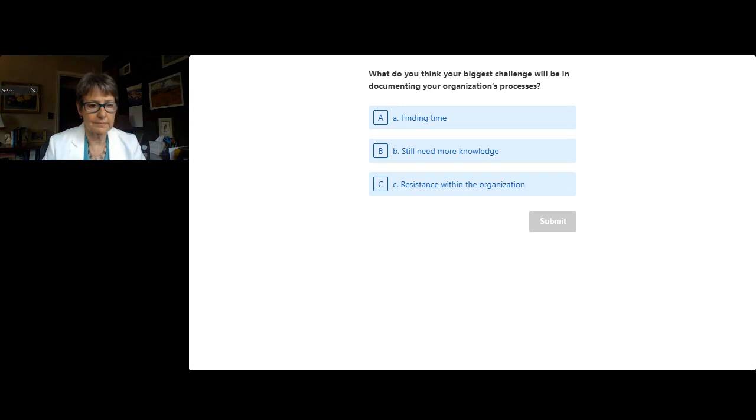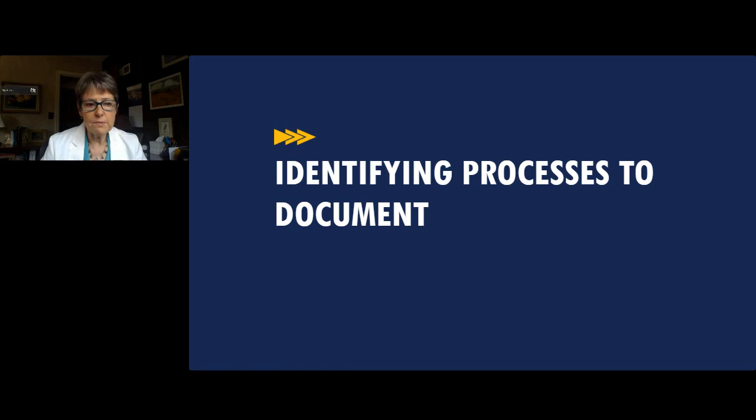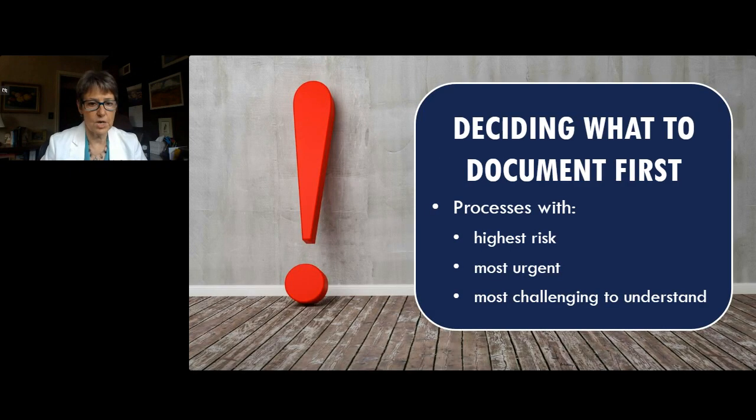Okay. So now we have some general guidelines, some rules for what documentation is and things you need to keep in mind. So let's talk about how you're going to start identifying processes to document. It can seem overwhelming if you have to think about your whole set of processes within your department. So let's figure out how to identify the ones to start.